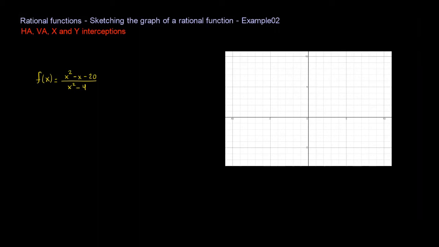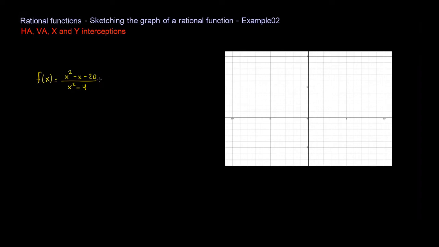In this video I'm going to sketch the graph of this f of x, which is a rational function. I'm going to start by using as a guide these four elements that are assigned here: finding the horizontal asymptote, the vertical asymptotes, and the x and y intercepts. The first thing you have to do is turn this expression into factors.